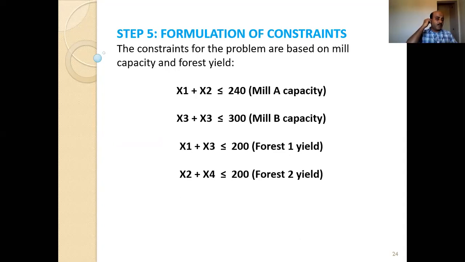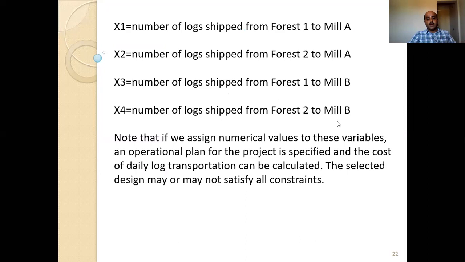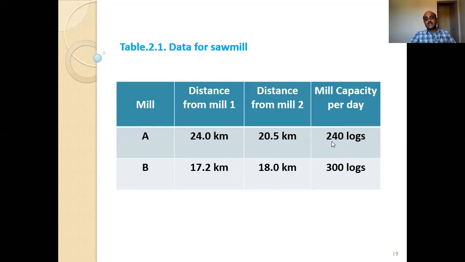And the next one, step number 5, formulation of constraints. The constraints for the problem are based on mill capacity and the forest yield. So we have 2 mills and 2 forests. The mills have their capacity and the forests have their yields. Everything is specified in your table. You can see the mill capacity is 240 logs per day for mill A, and for mill B it is 300 logs per day.